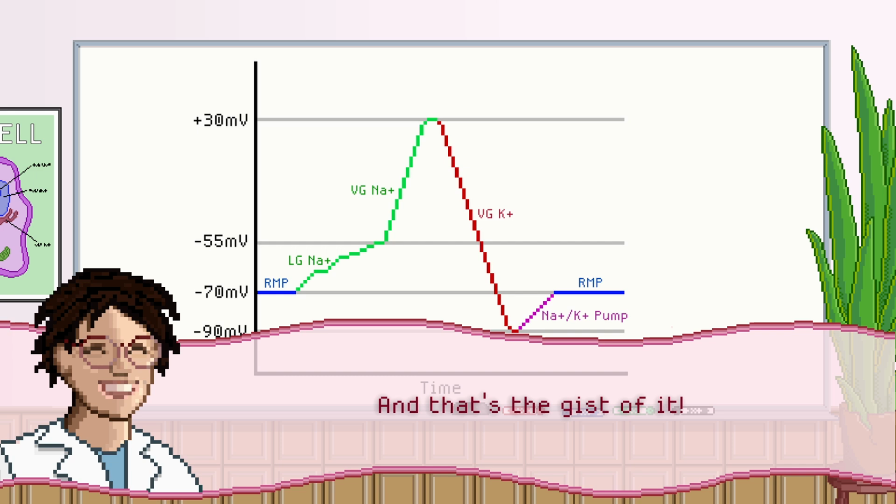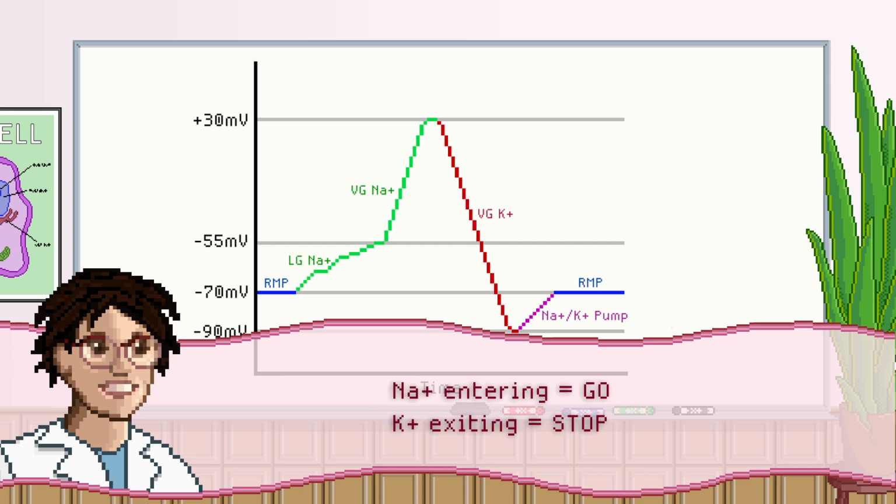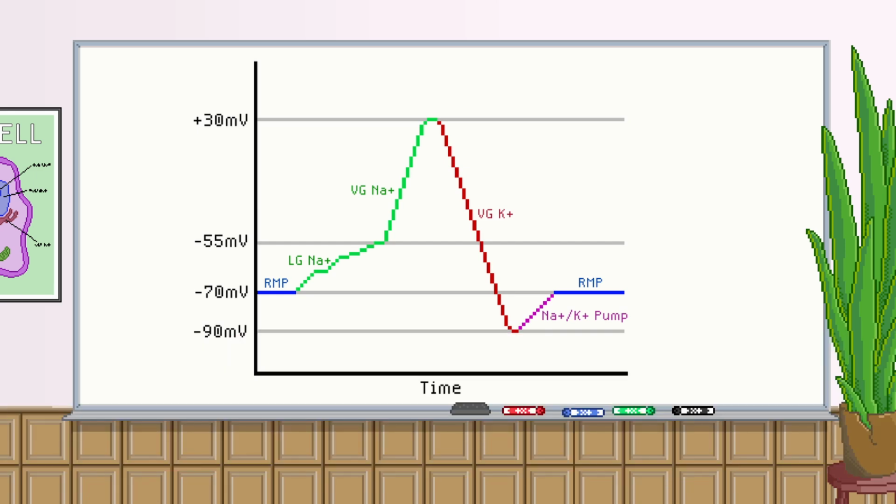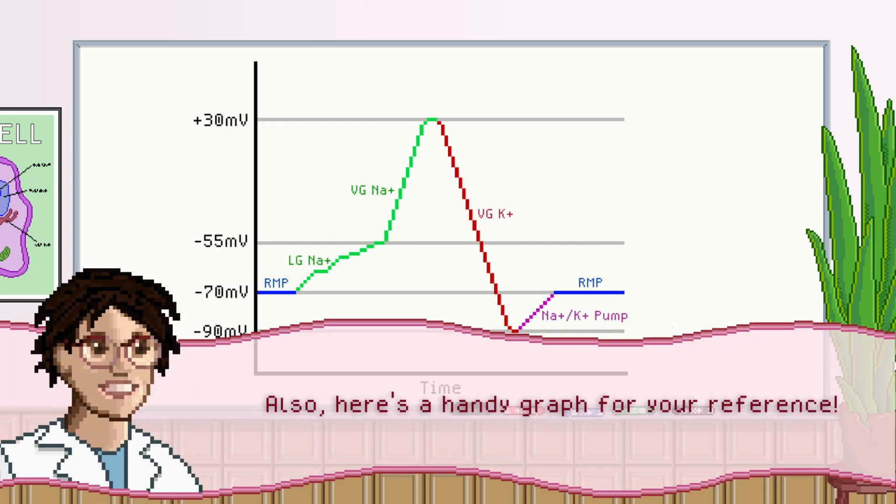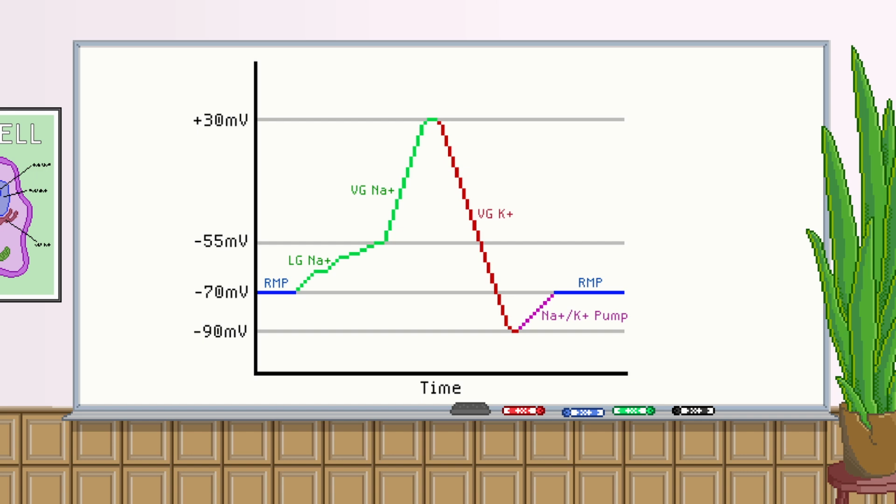And that's the gist of it. Remember, sodium entering makes the neuron go. Potassium leaving makes the neuron stop. Remember, repetition is key to success at A&P, so rewatching this video will definitely help it make more sense. Also, here's a handy graph for your reference. Be sure you can draw this graph and understand what is going on with the neuron at each phase. This will really help you on exams.